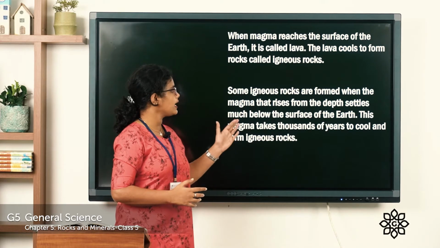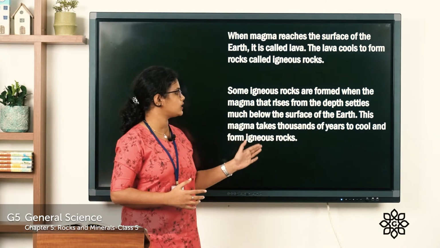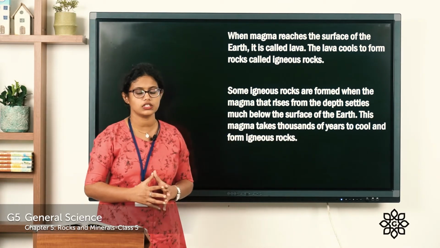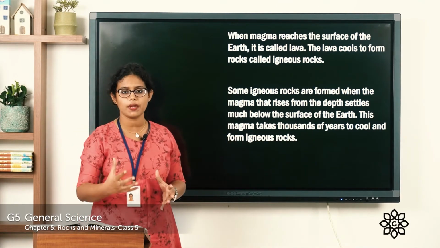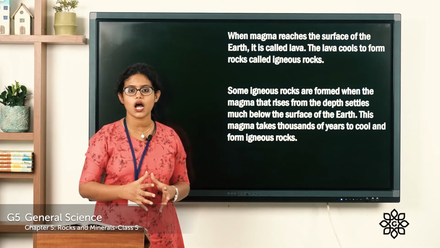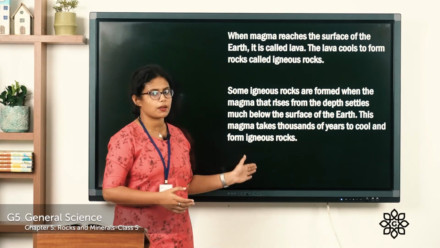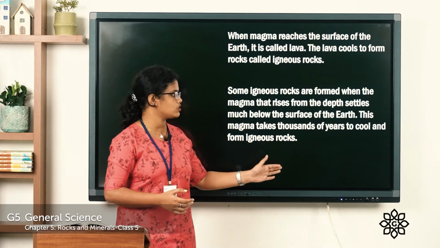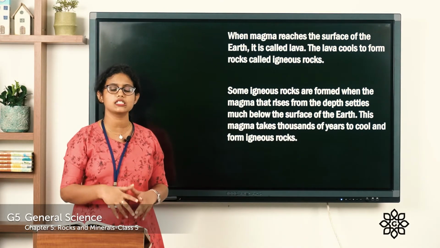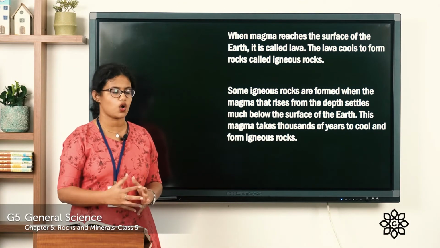Some igneous rocks are formed when the magma that rises from the depth settles much below the surface of the earth. This means there are some igneous rocks which are formed when the magma cools down inside the earth. This magma takes thousands of years to cool and form igneous rock.